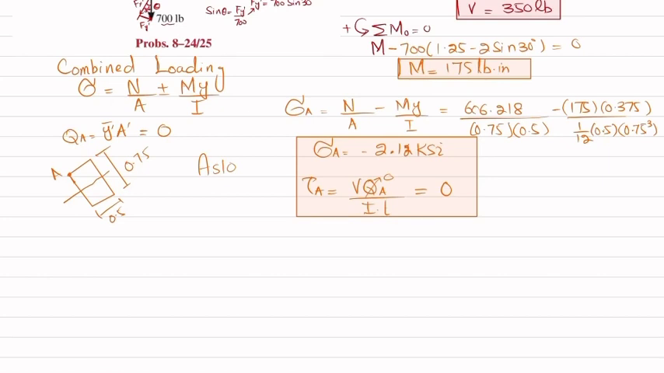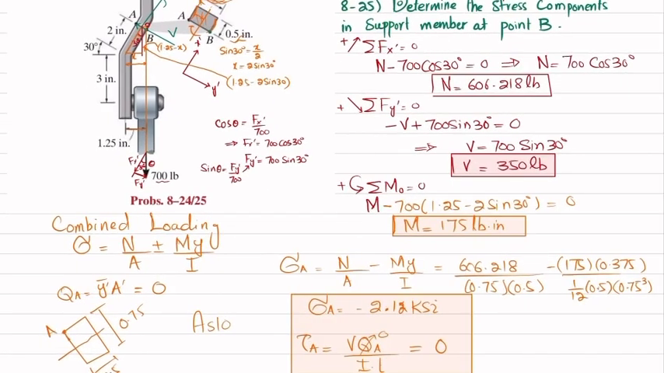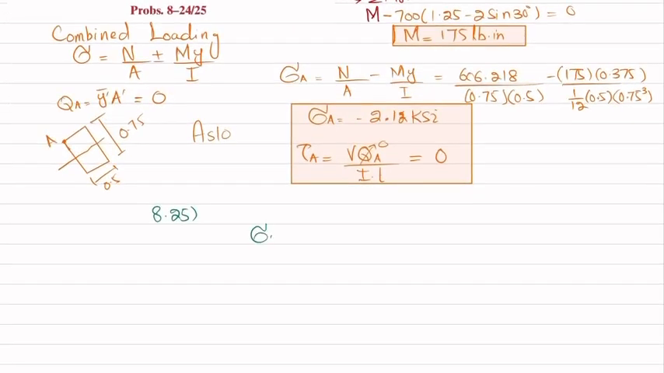Now we will move toward the second part, or the second question, that is 8.25. Again, you can see that point B is in tension. So the stress at point B will be equal to N by A plus M into Y divided by I. So put the values.